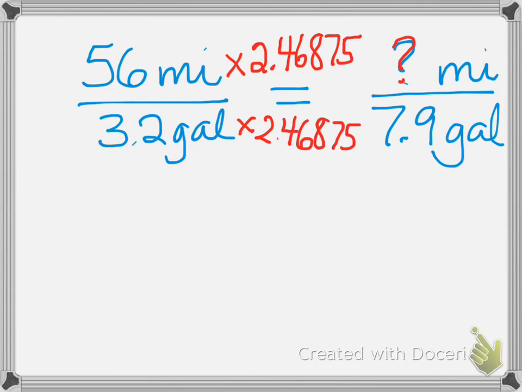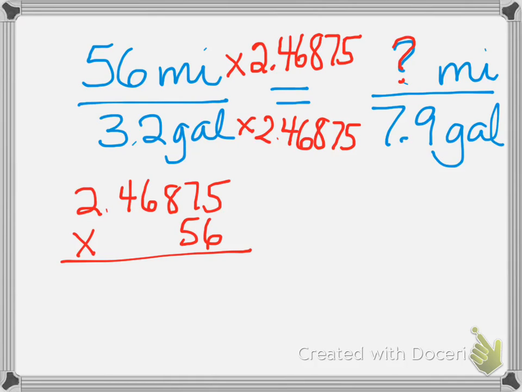Alright, and that will give us what we're looking for here, how many miles. So we have to do that multiplication, and if we do 2.46875 times 56, that's going to be a lot of numbers to multiply, but if you do it, you will get, let's do it, that's 30, 42, 45. 6 times 8 is 48, plus 4 is 52. 6 times 6 is 36, plus 5 is 41. 6 times 4 is 24, plus 4 is 28. 6 times 2 is 12, plus 2 is 14.